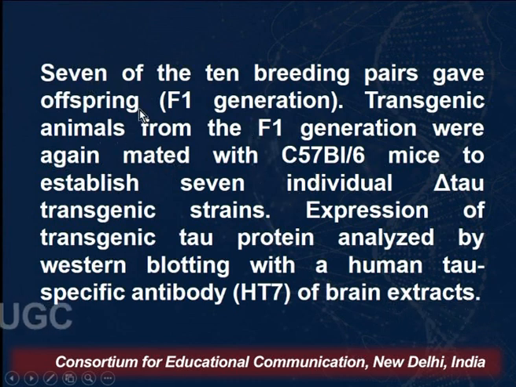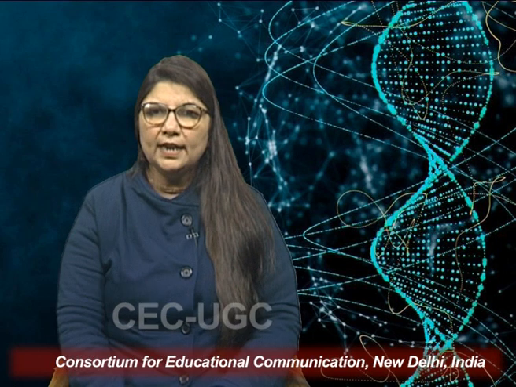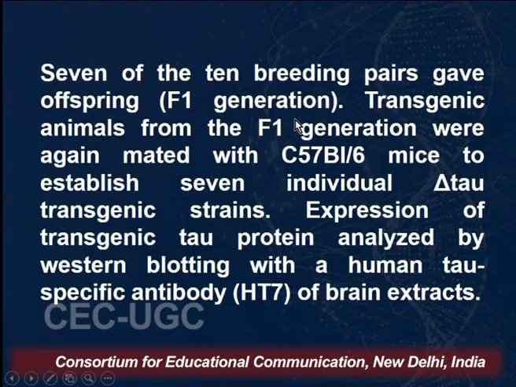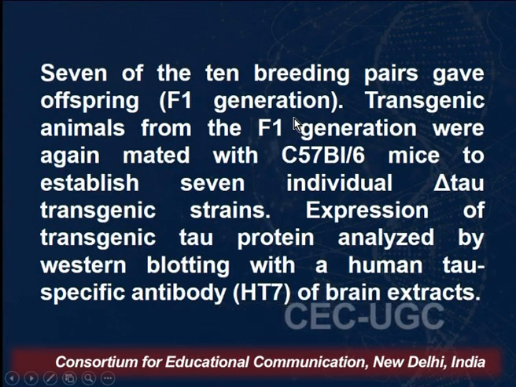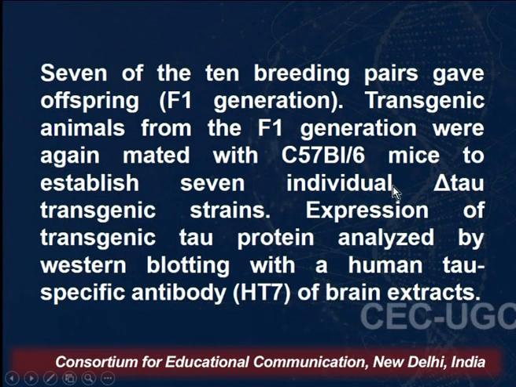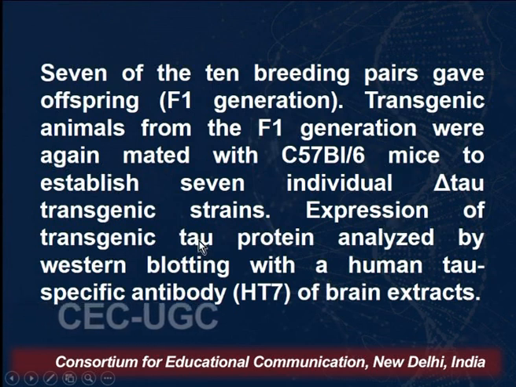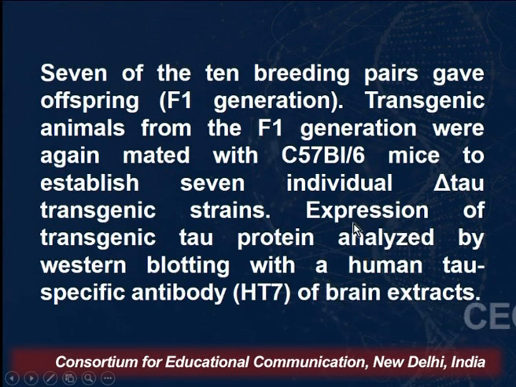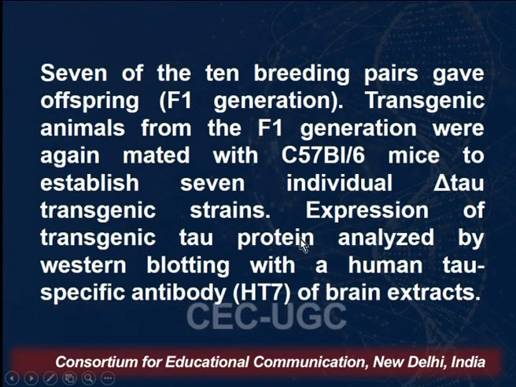So they left those 3 lines and analyzed the remaining 4 for the expression of the transgenic tau protein. The PCR amplification shows us that the transgene is present in these lines. The DNA sequence is present, but we don't just want the presence of the DNA, we also want its expression. So the expression of transgenic tau protein was analyzed, and you may remember when we discussed the techniques to analyze the expression of a gene or the formation of a protein, Western blotting is done.